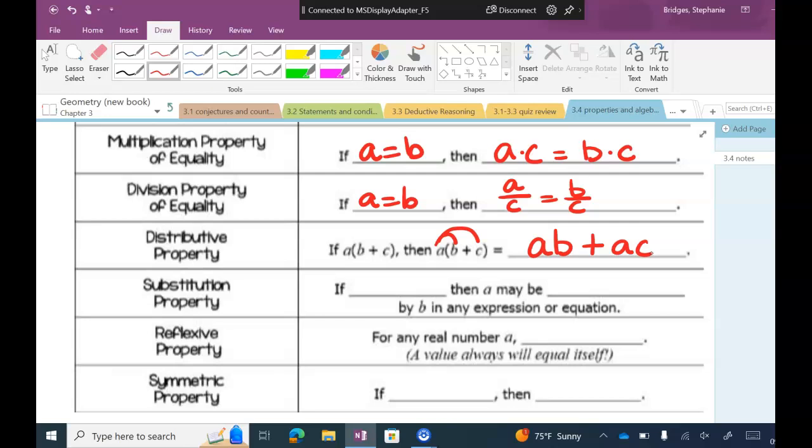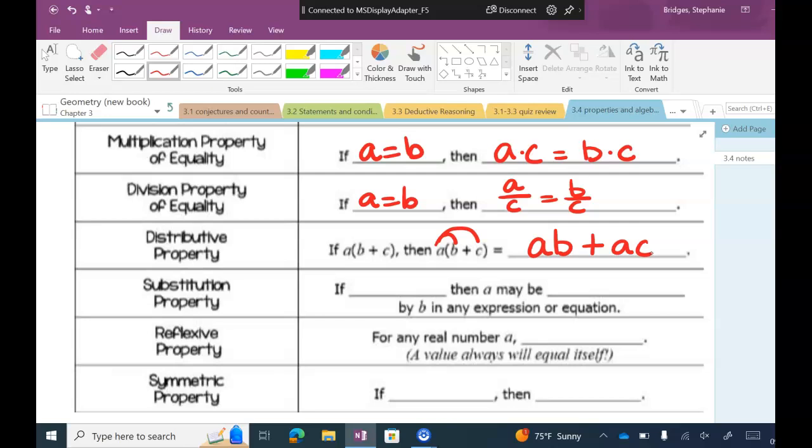Substitution property, what does it mean to substitute? Like in sports, if you substitute somebody, what are you doing? You replace them with somebody else, right? Somebody that's supposed to be equivalent. Or if you're cooking and you want to make a healthier recipe, they tell you to put in applesauce instead of something else. I don't make healthy recipes, but something like that. You substitute. You replace one thing with another.